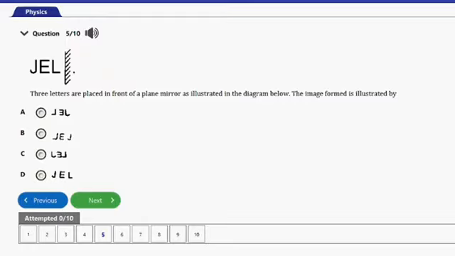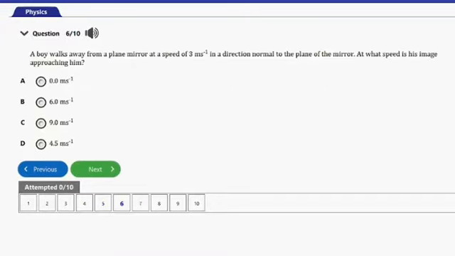So let's go ahead and consider the next question, guys. That's question number 6 here. It says, a boy walks away from a plane mirror at a speed of 3 meters per second, and this is in a direction normal to the plane of the mirror. At what speed is his image approaching him?